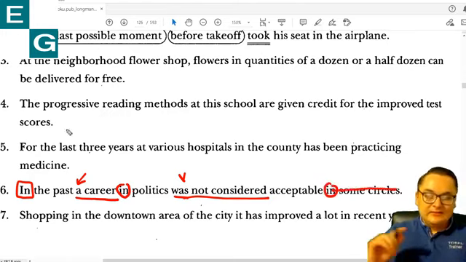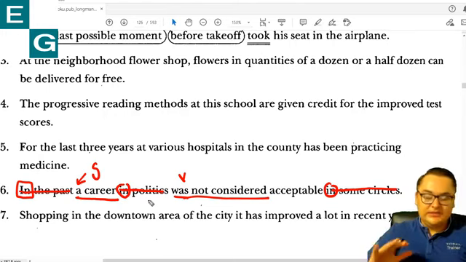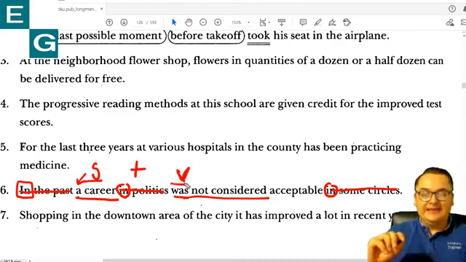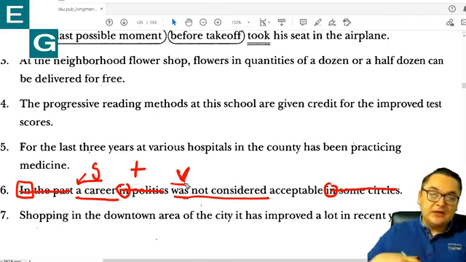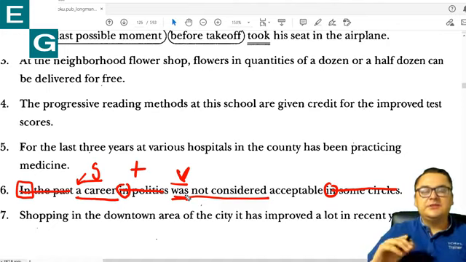Now in here, I have in the past, so I can take it out. I don't need it. A career is going to be my subject. In politics, it's not needed here. The expression is not needed. And the verb is going to be was not considered. I have my subject and my verb, and this sentence is correct because a career is singular, and the verb here is singular as well. So this is all I need to know for now.